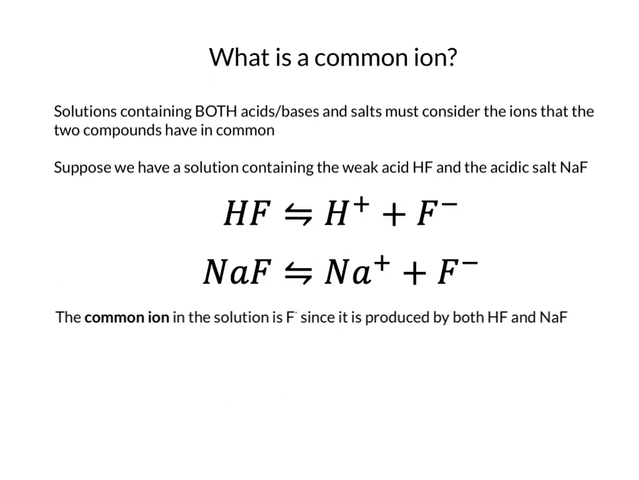Solutions containing both an acid or a base and salts must consider the ions that the two compounds might have in common. So suppose we have a solution with hydrofluoric acid and then the acidic salt sodium fluoride. Hydrofluoric acid is going to dissociate into H+ and F-, whereas sodium fluoride is going to dissociate into Na+ and F-. So the common ion here is the F-, since it's produced by both the HF and the NaF.